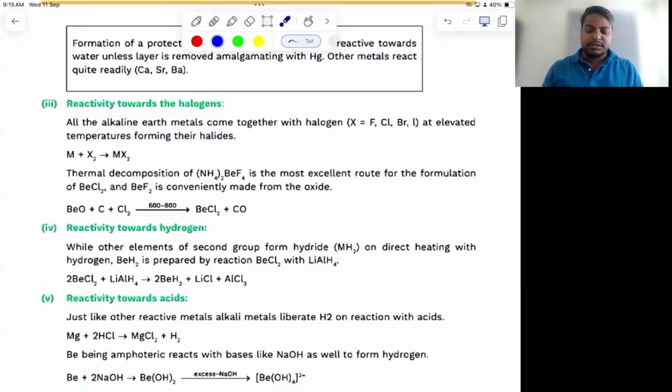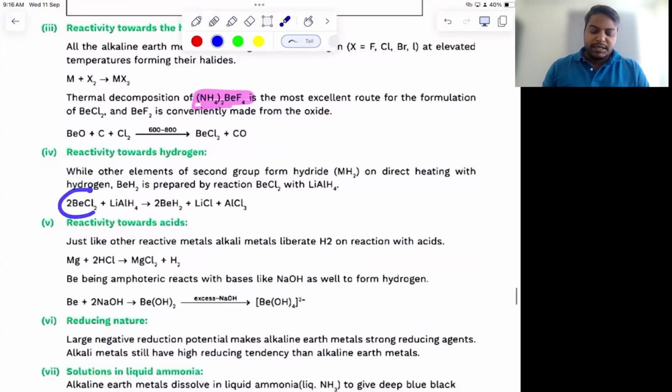Next, reactivity towards halogens. They all react easily to form metal halides. Now you see thermal decomposition of this is the most efficient route for formation of BeCl2 and BeF2. Okay, and they are made conveniently from oxides. So this one, ammonium beryllium fluoride, will give you BeF2 more easily. And BeO plus carbon plus Cl2 at high temperature will give you BeCl2 more easily. Okay. BeCl2, when you react with lithium aluminum hydride, will form BeH2, forming LiCl and AlCl3. Okay. An important reaction here.